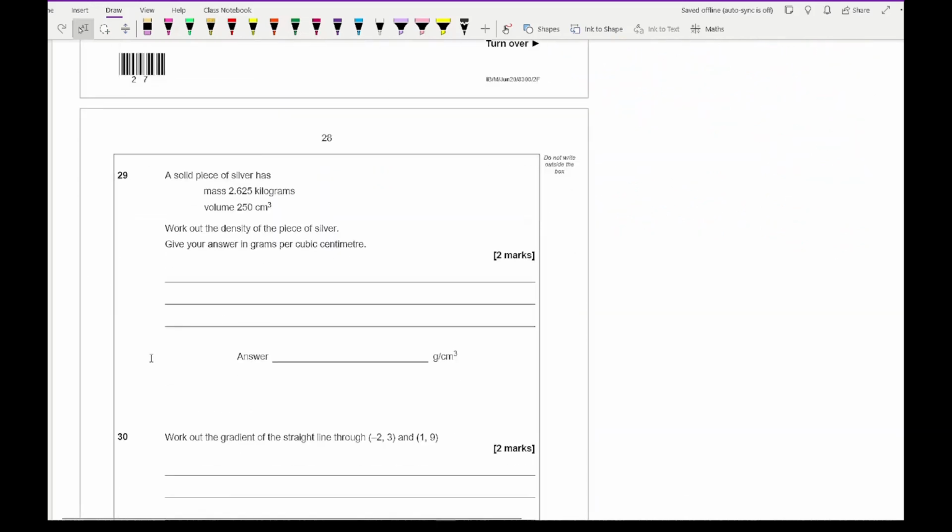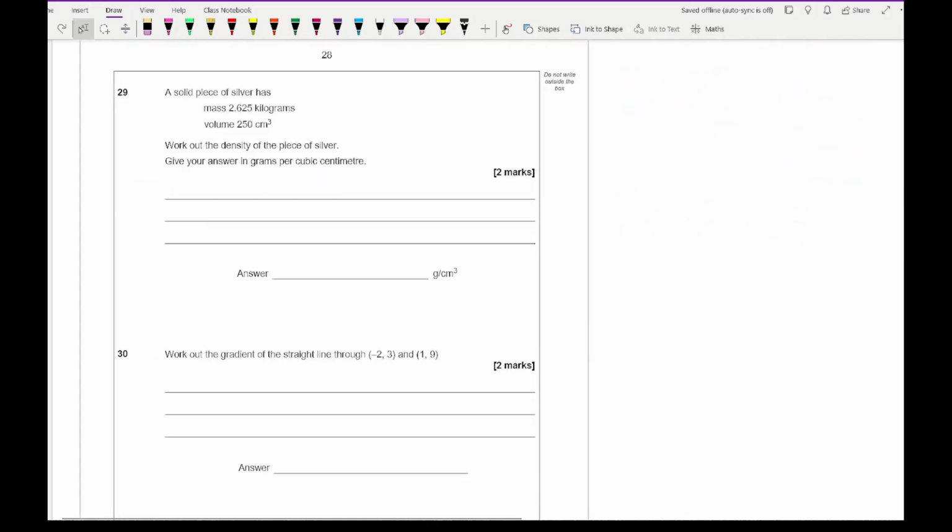Well done, Bev. Right, so looking at question 29, it says the solid piece of silver has a mass of 2.625 kilograms and volume of 250 centimeters cubed. Work out the density of the piece of silver. Give your answer in grams per cubic centimeter. Now, when you're dealing with density, it's really important that you check the units. So here I've got grams, but I've got kilograms. So the first thing I need to do is convert this into grams. If I multiply that by 1,000, I get 2625 grams.